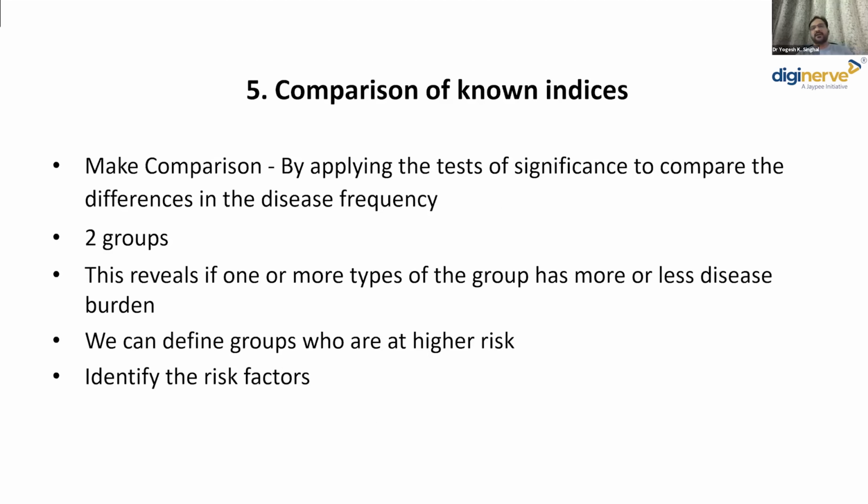Now, comparison of the indices. We will compare the diseased persons and the non-diseased persons. We will make the comparison, and for this we can apply any test of significance, like chi-square, t-test and so on. We will discuss it in further lectures also. It will be difficult right now because it is a part of the analytical study in detail.